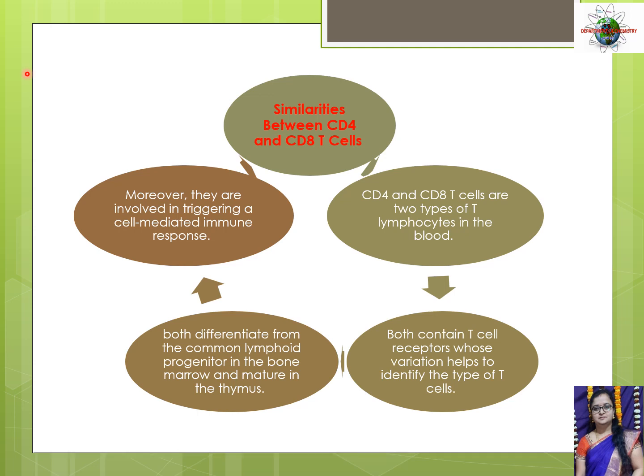In the previous slide, macaque is nothing but a monkey. Now coming to the similarities between CD4 and CD8 T cells. CD4 and CD8 T cells are two types of T lymphocytes in the blood. Both contain T cell receptors whose variation helps to identify the T cells. Both differentiate from the common lymphoid progenitor in the bone marrow and mature in the thymus. Moreover, they are involved in triggering a cell-mediated immune response.